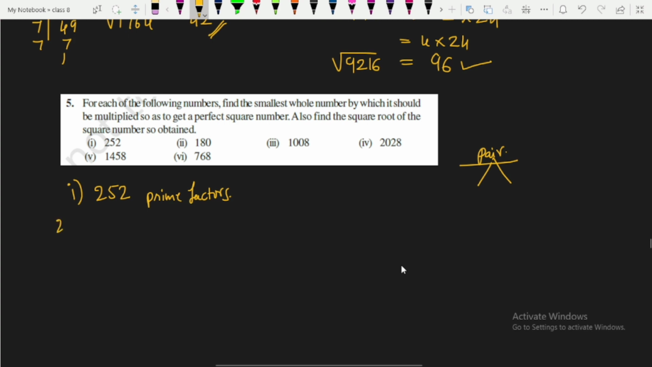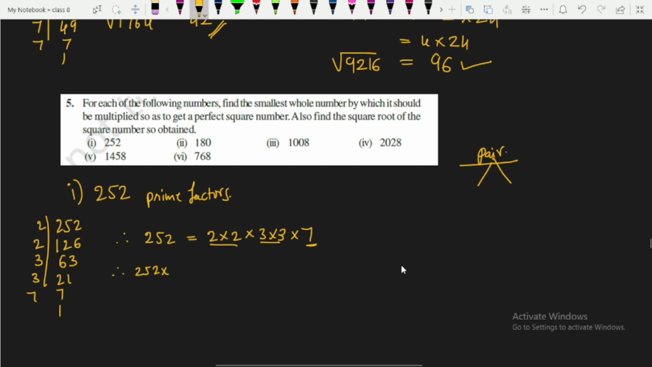Okay, so the factors of 252: 2 1s are 2, 2 2s are 4, 2 6s are 12. So 2 6s are 12, this is 3, then 3 2s are 6, 1s are 3, 7s are 7. Therefore 252 can be written as 2 into 2 into 3 into 3 into 7. You can see that the two 2s and two 3s are pairs, but 7 is not paired. So to make it a perfect square, we have to multiply by 7 on both sides.